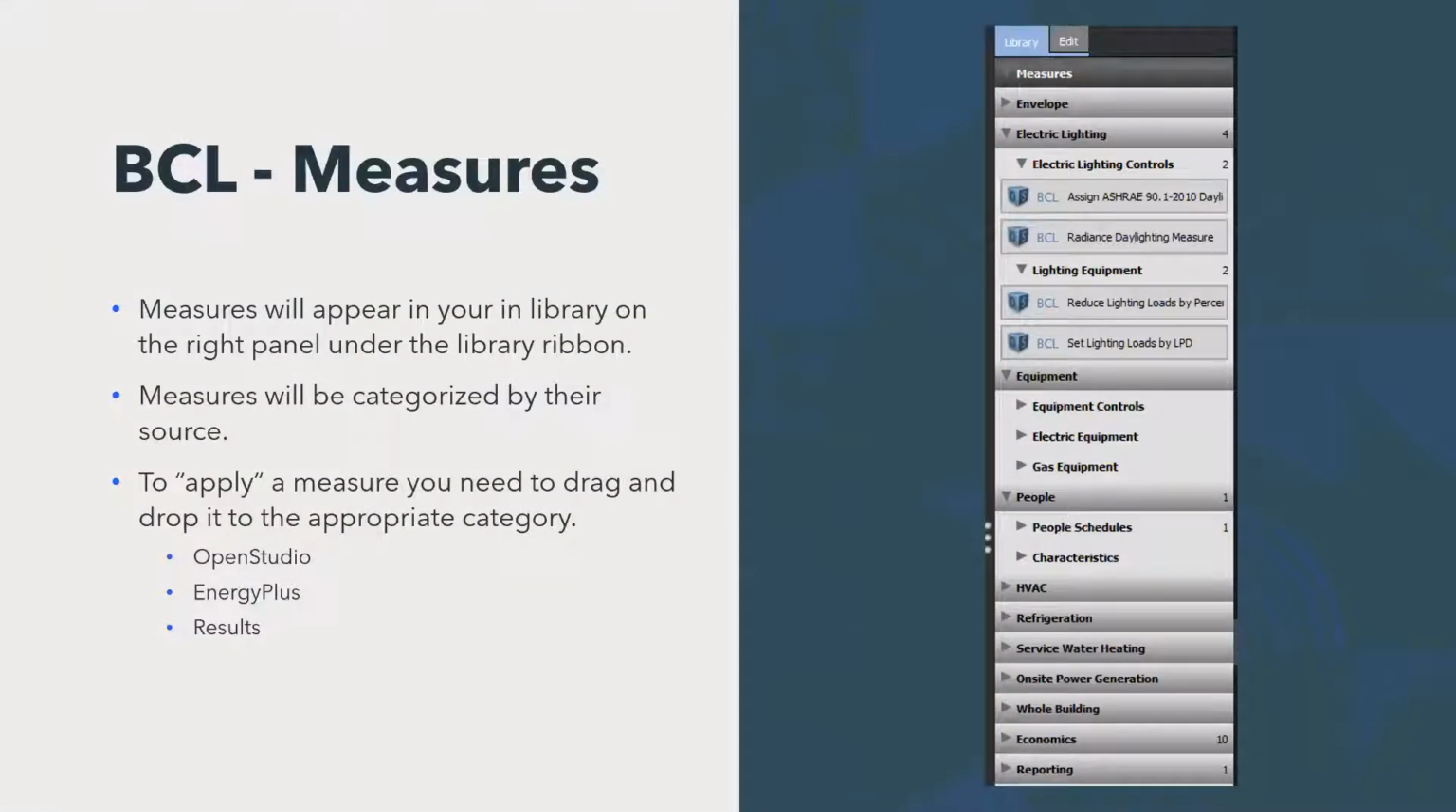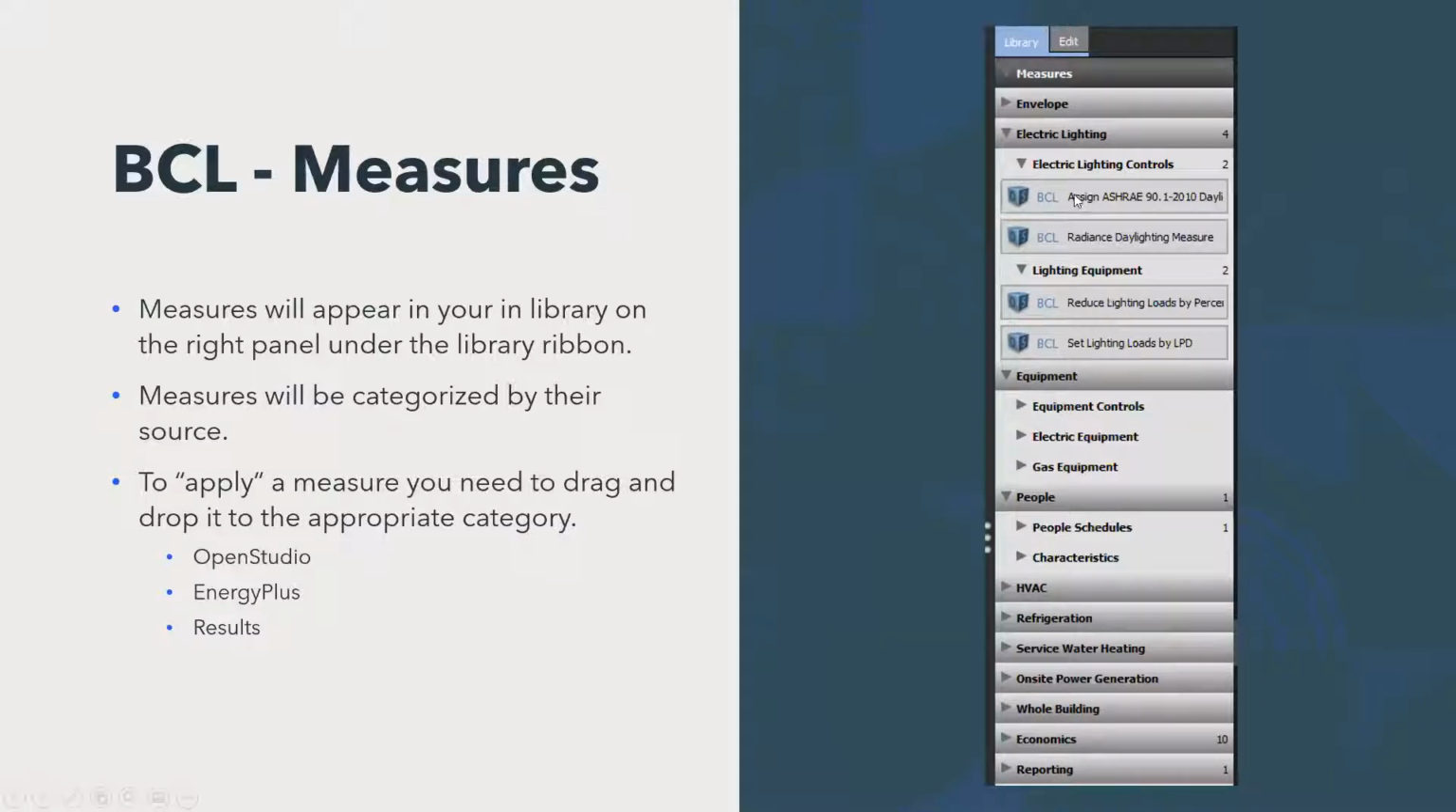So the measure will appear in your library on the right panel under the library ribbon. And so you'll have measures, and they'll break down all the categories we talked about. They'll be organized by their source, i.e. if they're going to go to OpenStudio, Energy Plus, or the reporting.